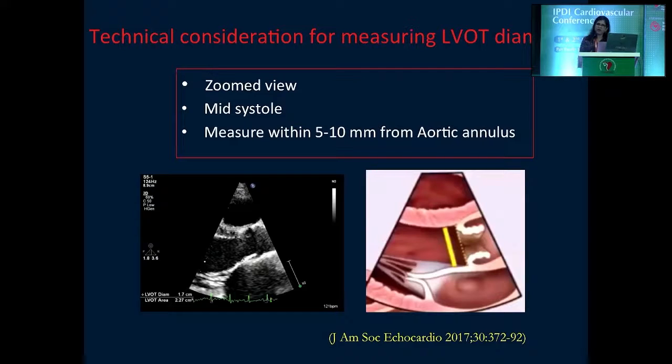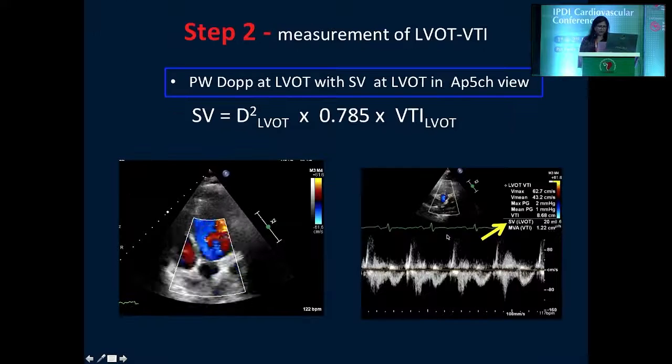First of all, you zoom the view. You measure it in mid-systole. If you zoom, you will be able to identify the hinge points of the aortic valve, and then you measure within 5 to 10 millimeter of the LVOT. That is the LVOT diameter. So step 1 is over. Now go to step 2.